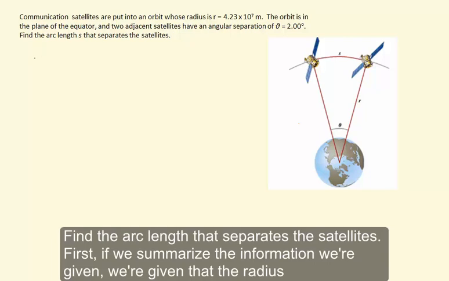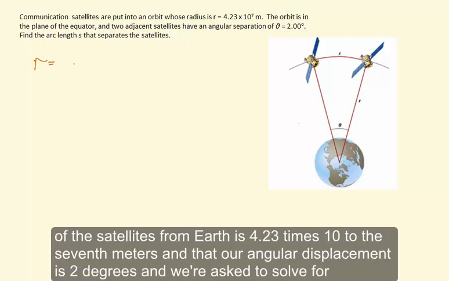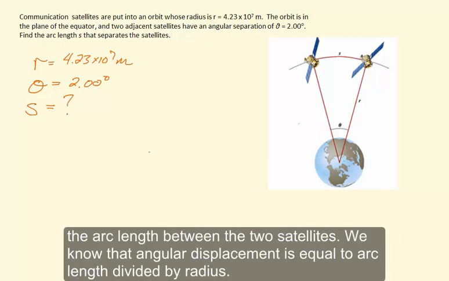First, if we summarize the information we're given, the radius of the satellites from Earth is 4.23 times 10 to the 7th meter, and our angular displacement is 2 degrees. And we're asked to solve for the arc length between the two satellites.